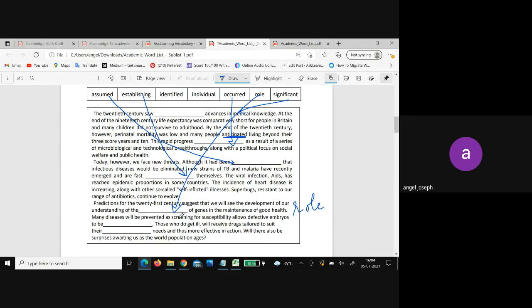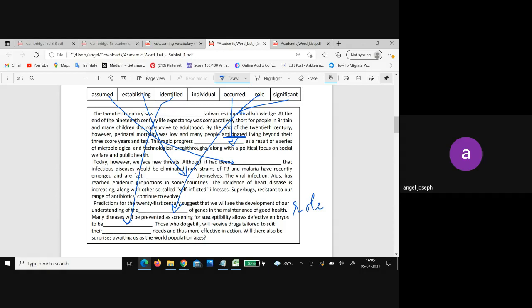Many diseases will be prevented as screening for susceptibility allows defective embryos to be dash. Susceptibility means chances of getting some disease. So screening is basically checking or testing. So screening for susceptibility allows defective embryos to be, a past form word is needed here, identified. Good one. To be identified.